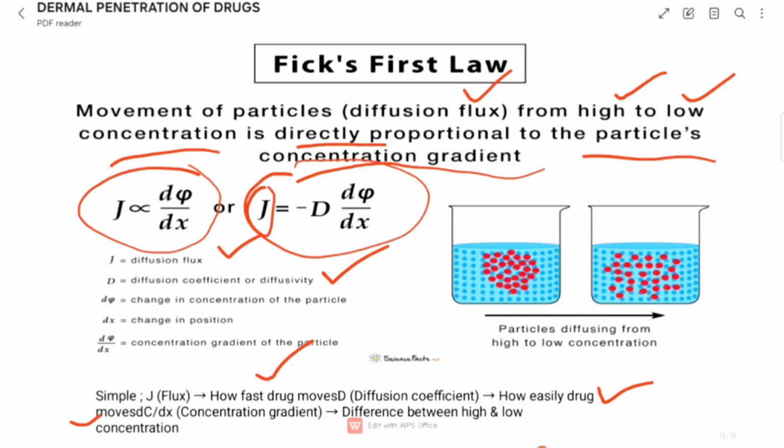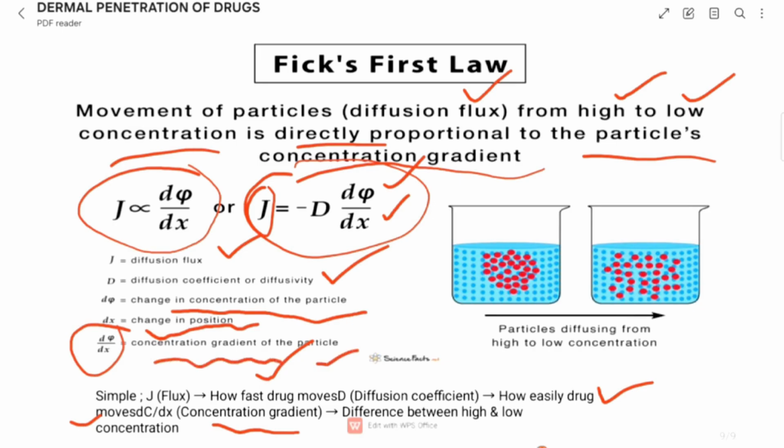Then the change in the concentration of the particle, that is the change in the concentration gradient, dq by dx. dq means the change in the concentration of the particle, and dx means the change in position. Overall we can say dq by dx means the concentration gradient of the particle.